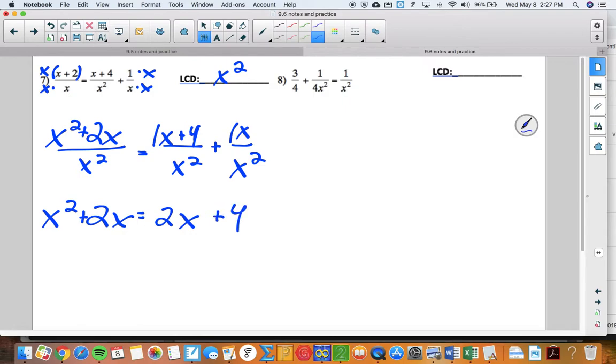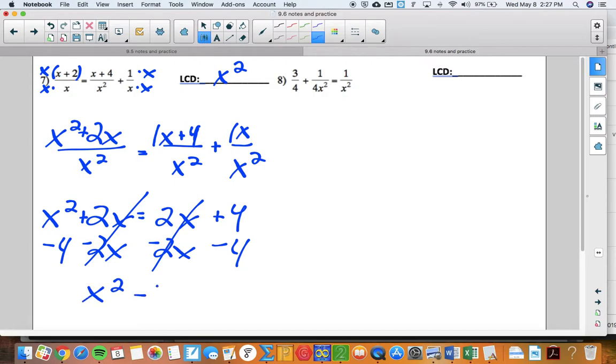Now notice we have 2 different terms. We have x's and we have x squareds. So that means we're going to get a quadratic equation out of this, which means you want to set one side equal to 0. I like to keep a positive quadratic or squared term. So I'm going to subtract off 2x from each side and I'm going to subtract 4. I'm trying to clear the right side out. So I get x squared minus 4 equals 0.